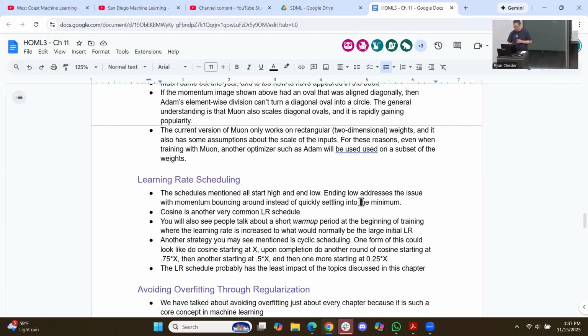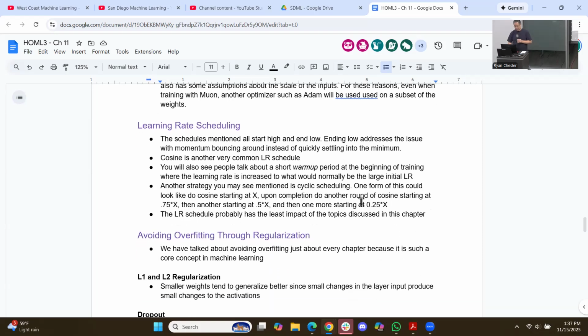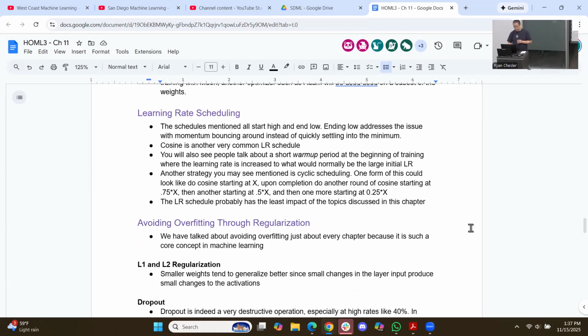Okay, we're over time. Speeding up here. Learning rate scheduling, I don't think there's too much we need to talk about. You will want to use a learning rate schedule. This is not something you can avoid, but this is not the most important thing. This is probably the thing in this chapter that least impacts the quality of the final model that you get.